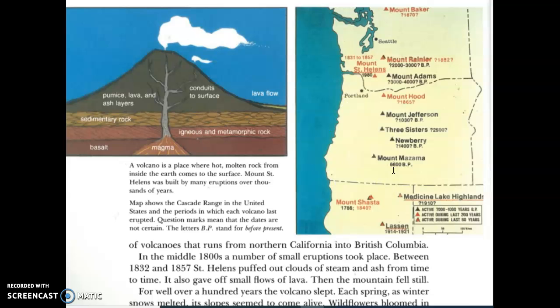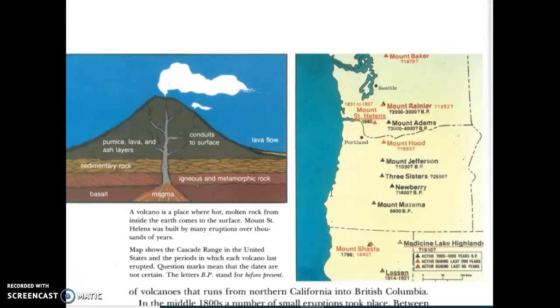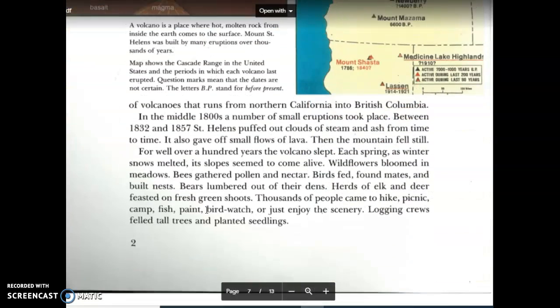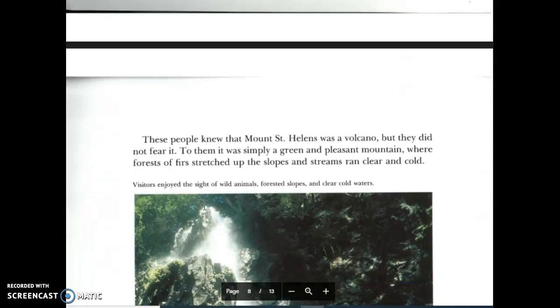All right, and then this over here, we have a map. It shows the Cascade Range in the United States and the periods in which each volcano last erupted. Question marks means that the dates are not certain. Then the letters BP stand for before present. And we can see Mount St. Helens is up here. It shows the last time it erupted is 1980. And then we have a couple of other ones listed, and you can see what dates that those erupted as well. Let's continue. There's lots of pictures in this chapter.